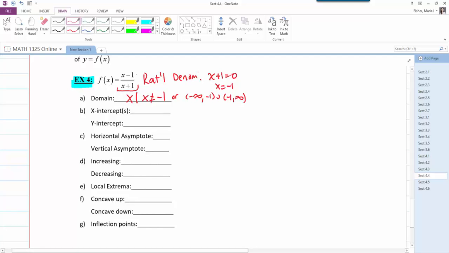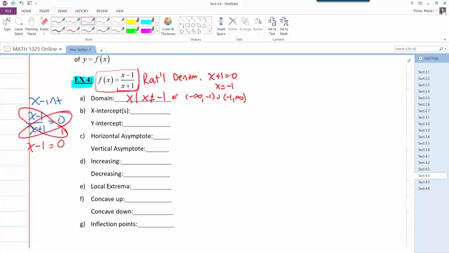X-intercepts, recall, in order to find the x-intercepts of a function, we set the function x minus 1 over x plus 1 equal to 0 and solve for x. Well, we can always put 0 over 1 and cross multiply. So 1 times x minus 1 is x minus 1, and 0 times x plus 1 is 0. So we end up with, adding 1 to both sides, x is equal to 1.